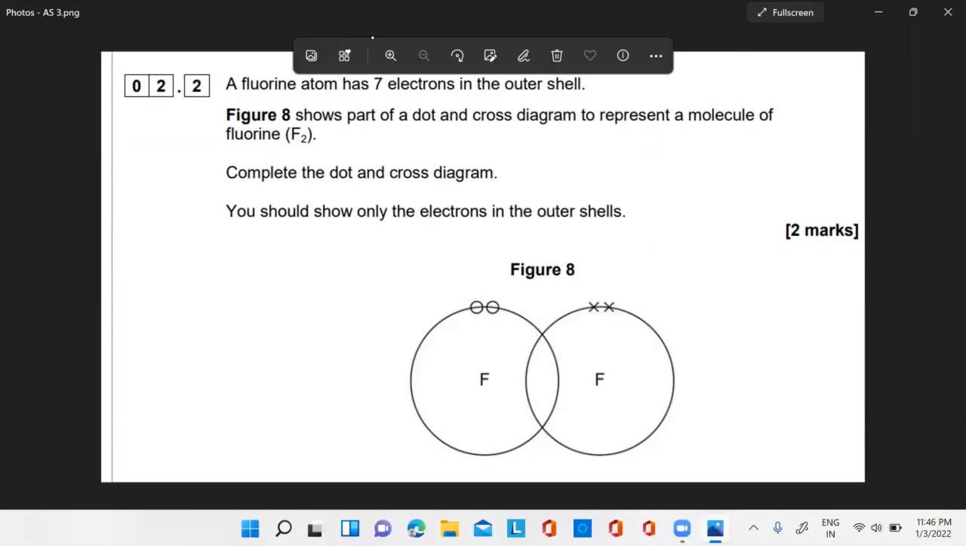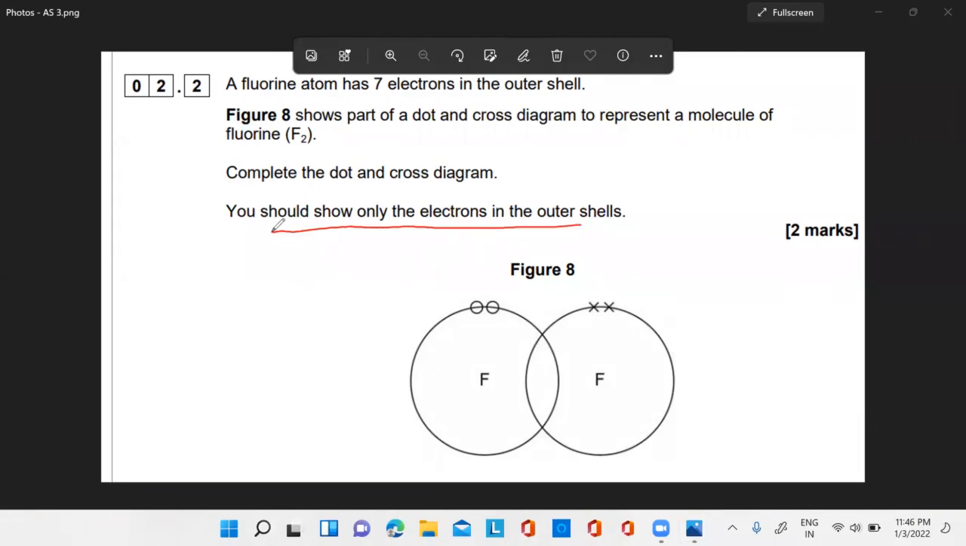Okay, fine. So over here, they have shown us 2 atoms of fluorine which are present in a molecule of fluorine. Since in a fluorine molecule there are 2 atoms, we have to show only the electrons in the outermost shell, and we don't have to show the inner shells. So, as instructed, we will not show the innermost shells. Since it is already told to us that there are 7 electrons in the outermost shell, I would like to draw accordingly.